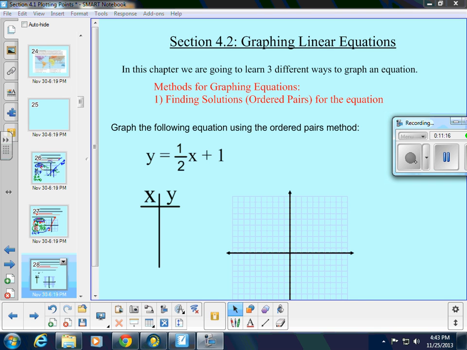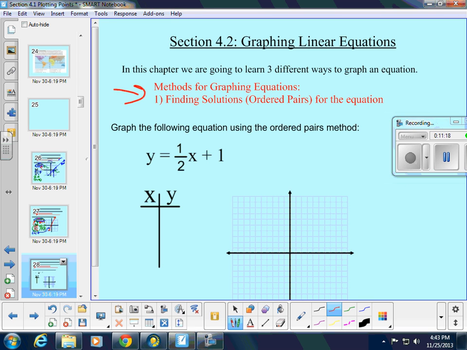But for now, using the ordered pairs method, I have to pick out some values for x and y and find some ordered pairs that work in this equation. Sometimes students working with fractions don't want to end up with numbers that are decimals or other fractions. That's okay. I can give you a little hint on picking out some good numbers.